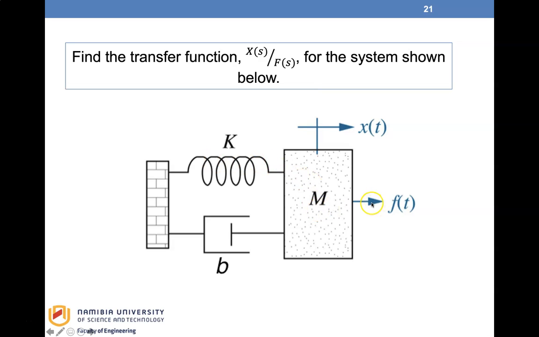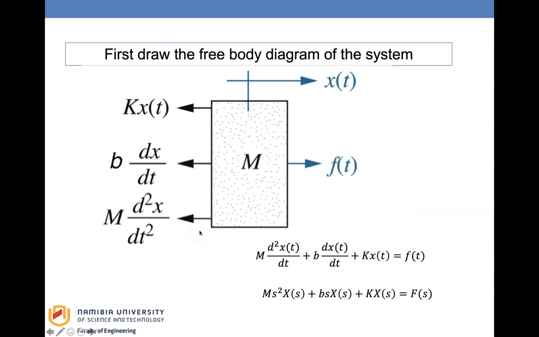Here we have F, which is the applied force in this direction. The force due to the spring will tend to pull the mass backwards, and the damping coefficient will also pull it in the opposite direction. So you have the free body diagram here. This is your applied force, this is the force due to the spring, this is the force due to the damper, and this is the force due to the mass itself, or the inertia of the mass.